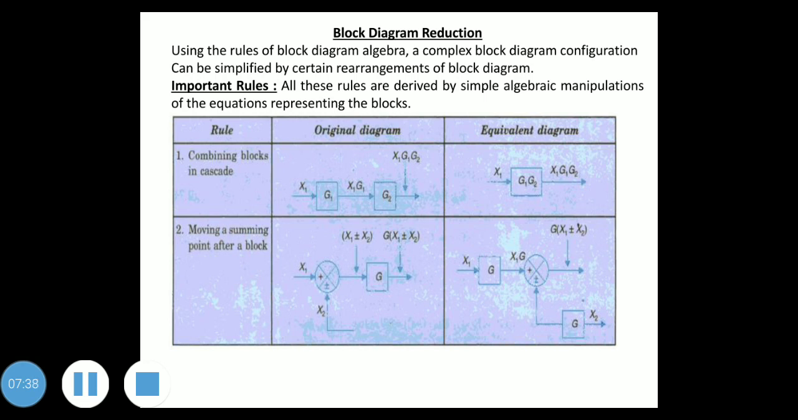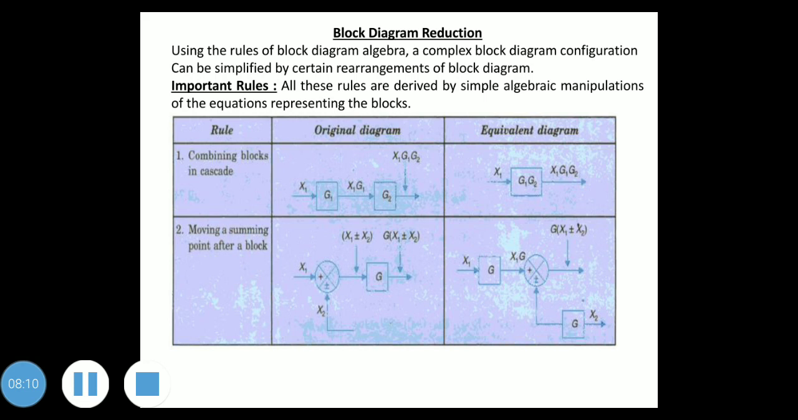The second rule is moving a summing point after a block. You can see there is a summing point. We can move that summing point after a block. In this next figure, the summing point has been moved to after a block. The summing point signals are x1, x2. Then the output of the summing point is x1 plus or minus x2. With G, it is then G into x1 plus or minus x2.